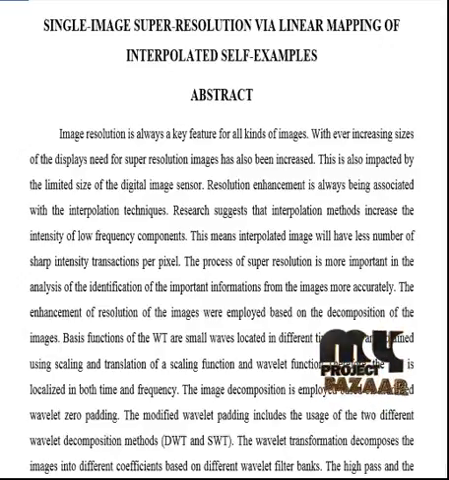The wavelet transformation decomposes the images into different coefficients based on different wavelet filter banks. The high pass and the low pass filters were employed, and based on the filter results the coefficients were identified. The input images were first resized to 256 cross 256. The images were subjected to decomposition based on both SWT and DWT. While applying DWT, the original images were decomposed into 4 coefficients, minimized in size compared to the input image size. While applying SWT, the original images were split into 4 coefficients of the same size as the input image size.